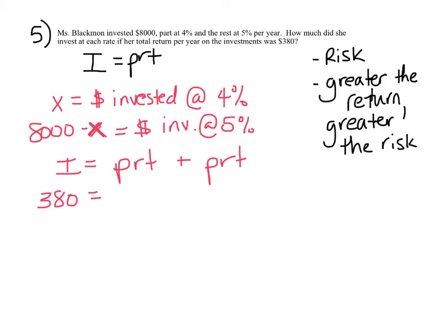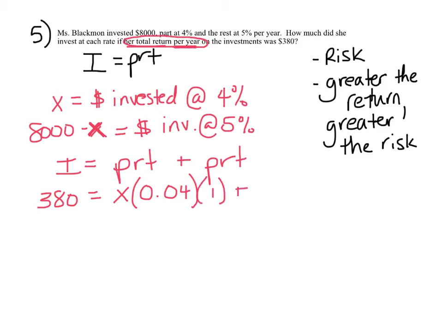So in the first one, we'll do the money invested at 4%. So our principal would be X. Our rate would be 4% as a decimal, 0.04. And our time, it tells us that her return per year. So our time is 1 year.